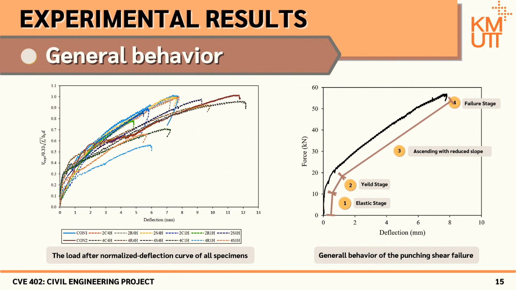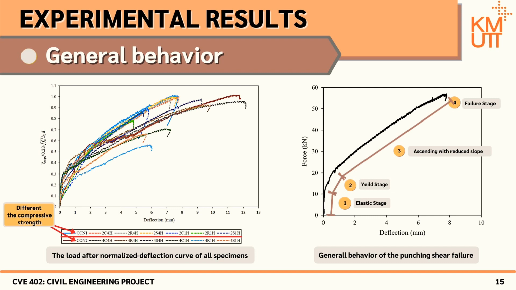For the experimental results, let's start with the general behavior. The figure on the left-hand side shows the relationship between normalized load and deflection curve of all specimens. The load is normalized by the prediction formula of ACI 318 version 2019 because each group of specimens had different compressive strength of concrete. Therefore, we normalize it to investigate them together.